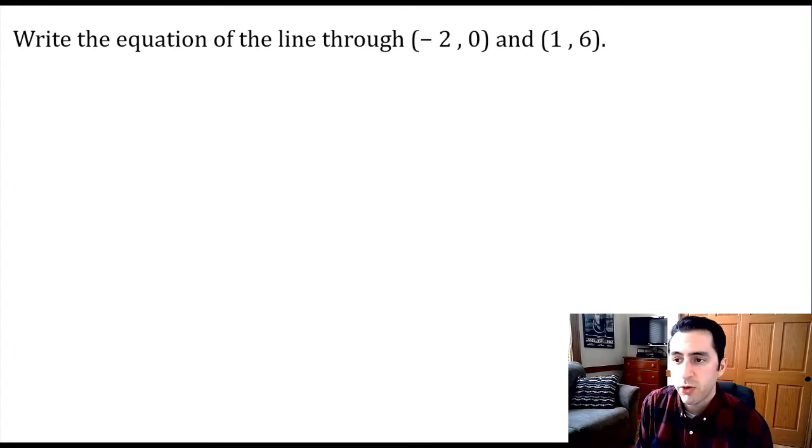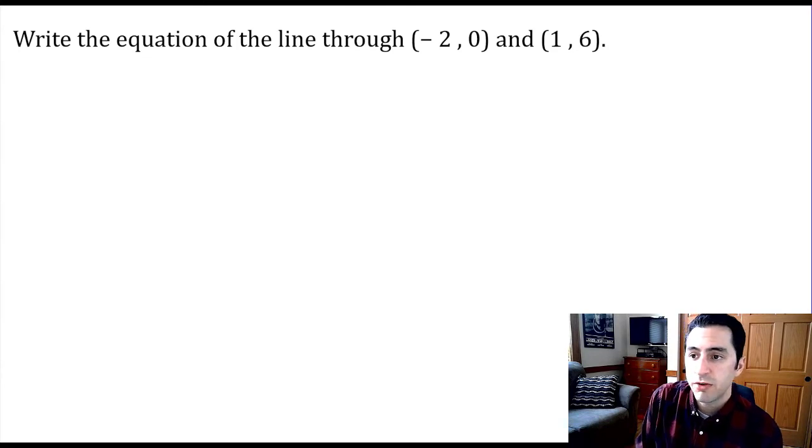So this one says write the equation of the line through the 2 points, (-2, 0) and (1, 6). So here, I'm given 2 points. So I know 2 points that are on my line, but I don't know a slope. And that's the other thing I need to write the equation. So we should find the slope first.